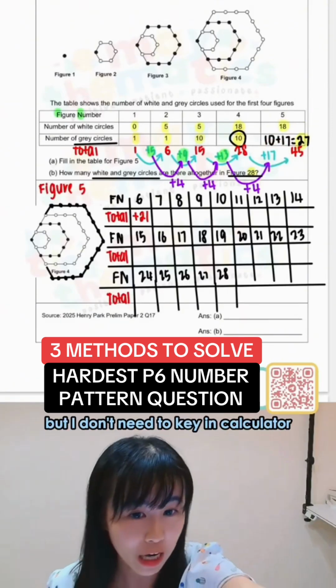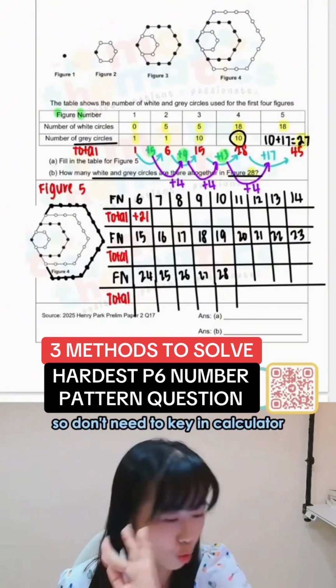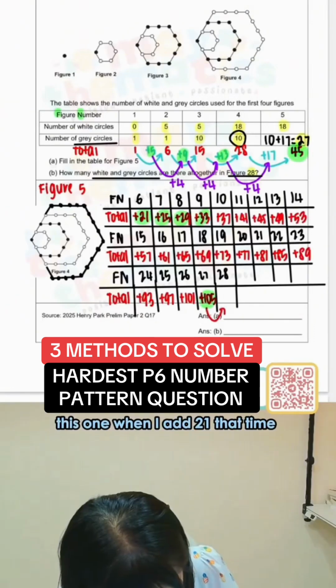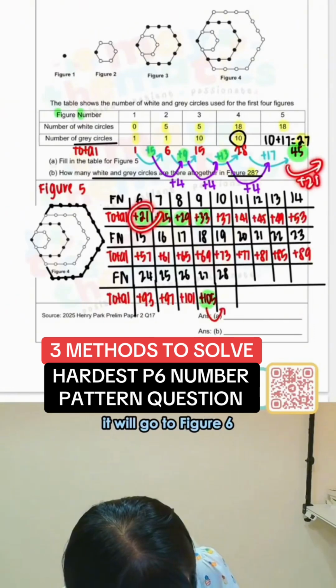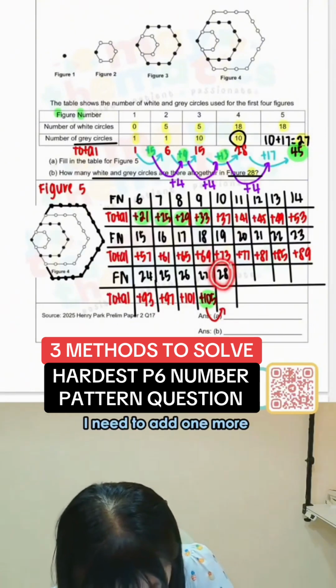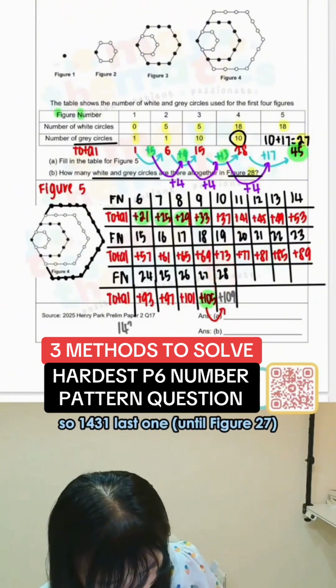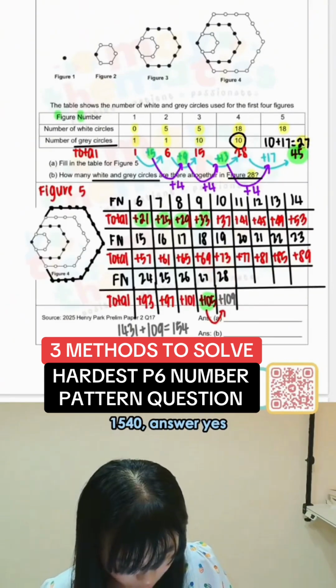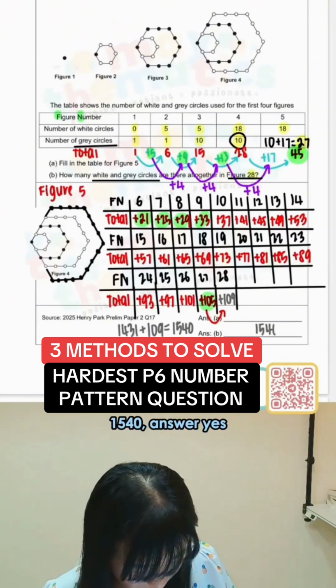But I don't need to key in the calculator, because if you key in the calculator, you're going to waste time. I just want you to list out what are the numbers you're going to plus. When I add 21 that time, it will go to figure 6. So I end up at figure 6. That means when I want to end at 28, I need to add one more. So 1431, the last one, plus 109. 1540. Answer, yes.